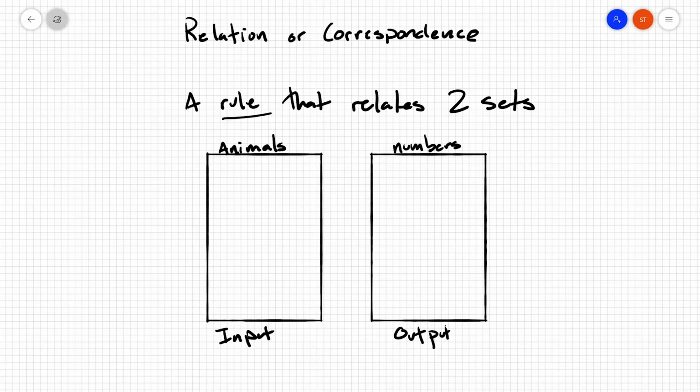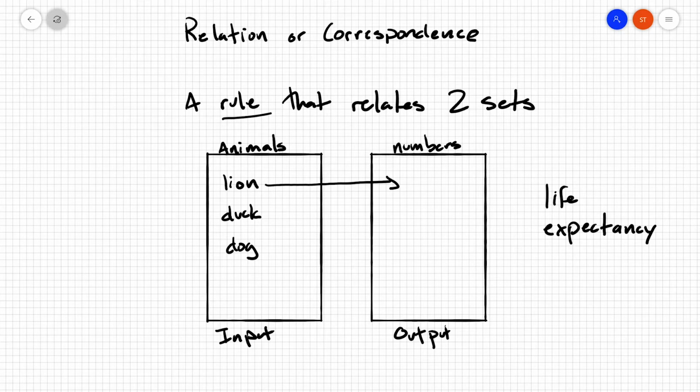And the rule that's going to relate these two sets is going to be the life expectancy of the animal. So, totally making this up, but maybe we've got some animals, like we've got a lion, duck, dog, and an arrow is going to point at the number that's the life expectancy. So maybe the life expectancy of a lion is 7 years, and maybe the life expectancy of a duck is 10 years, and maybe the life expectancy of a dog is 12 years. So I've got a relation here, got an input set and output set, and I've got a rule that's relating those two sets. That's all a relation or a correspondence is.